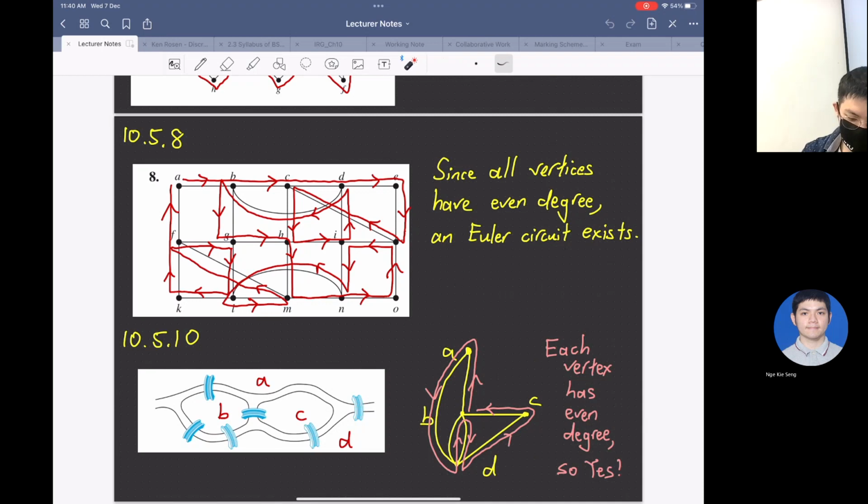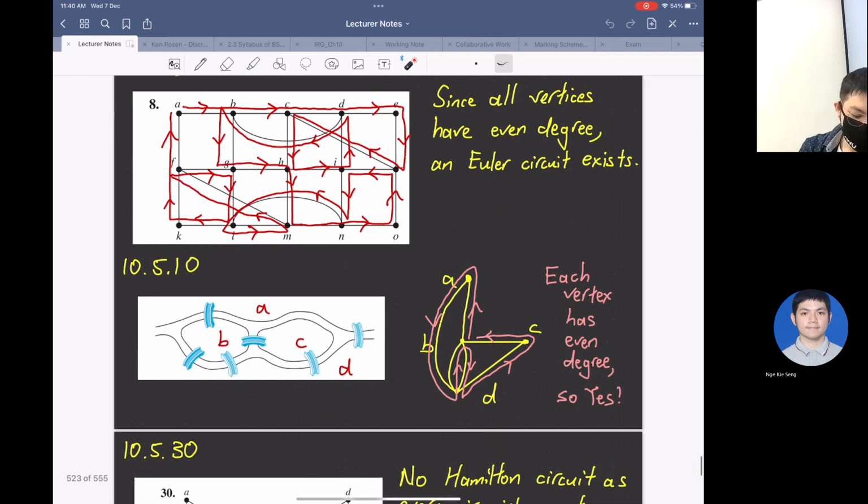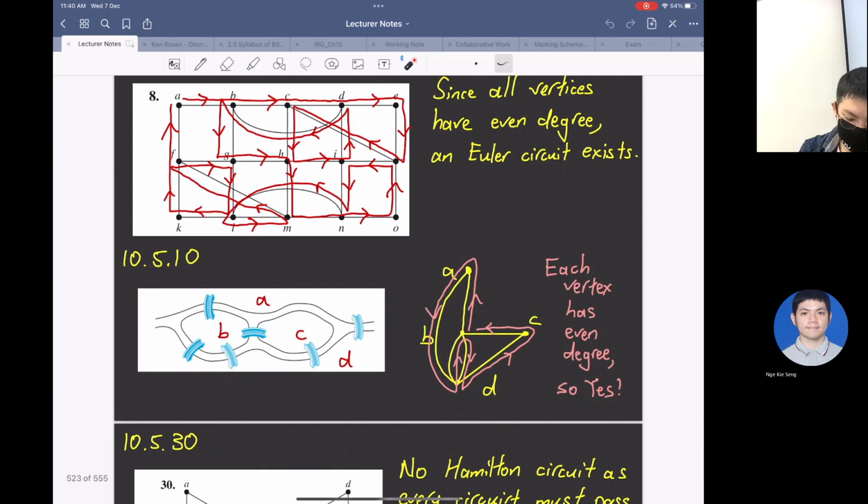10.5.8 is also the same. Given a graph, you are asked whether there is an Euler circuit, Euler path or not. So go and check the degree. We found that all the degrees are even, so you have an Euler circuit. Use your creativity to build your own Euler circuit.